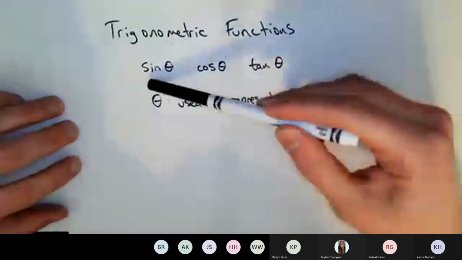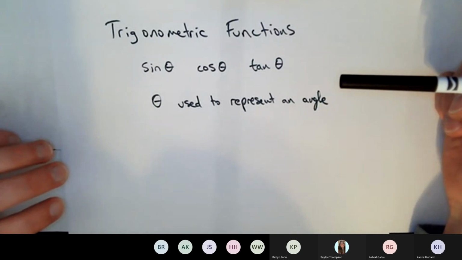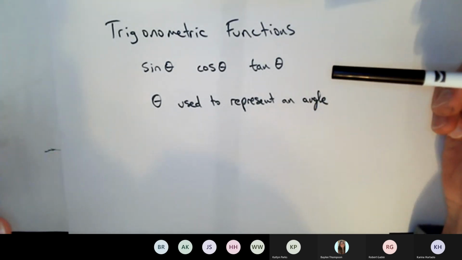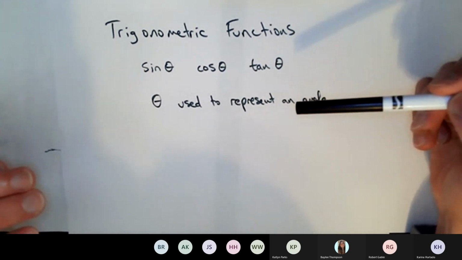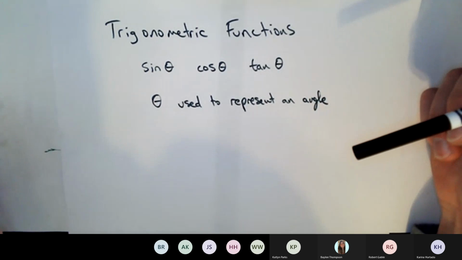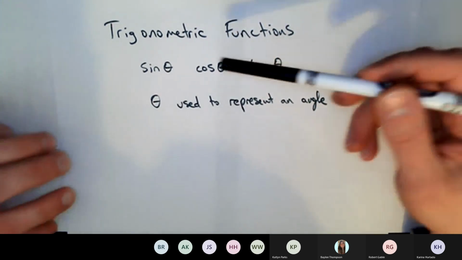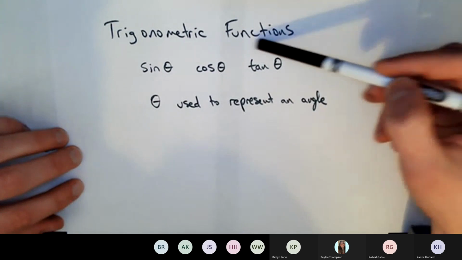Down, it would be these three functions. So we're going to look at how they're useful for solving missing sides of a right triangle, which is going to have applications in real life. We're going to look at how to graph these functions, and in particular, are they functions?